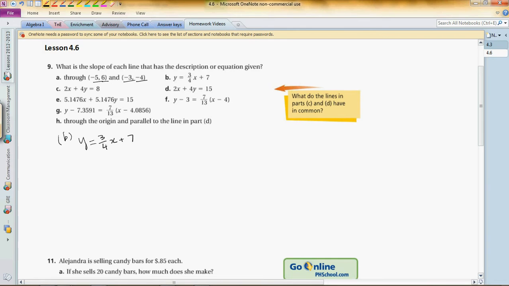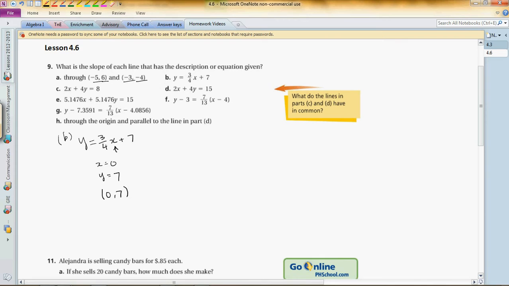So how do we find the slope? We just plug in whatever number for x, find out the y, so that we can find a point, and once we find the 2 points, we can do it, right? So what if x equals 0? 0 times 3 over 4 is 0, plus 7. Y has to be 7. So the first point is 0, 7.